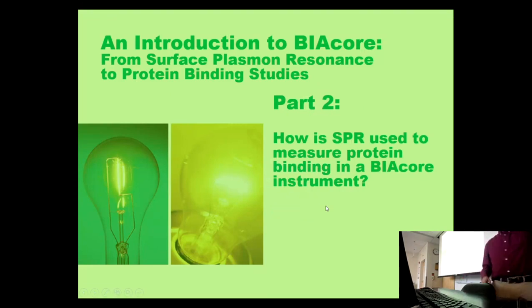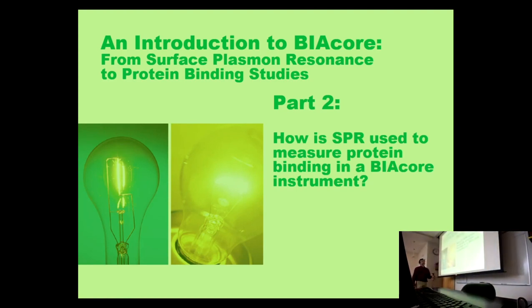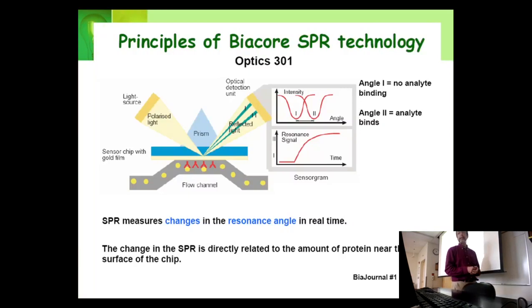So we're going to probably put parts 2 and 3 together. That was all theory, but this is practice. How is SPR actually used to measure protein binding in a BIAcore instrument, and what are you going to be doing in May once we set these things up?